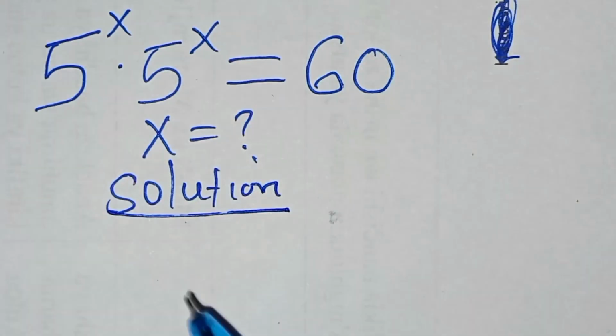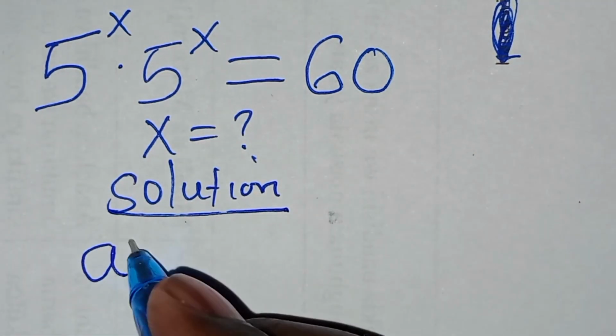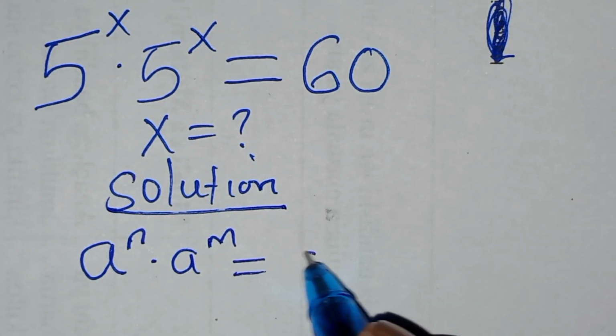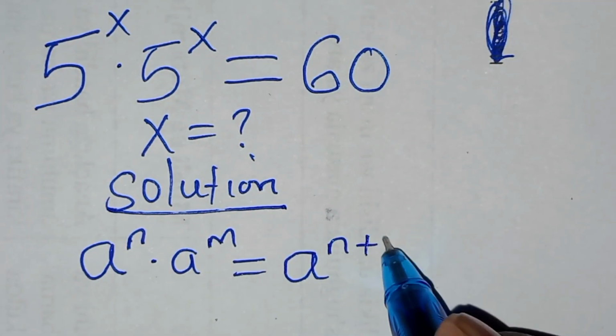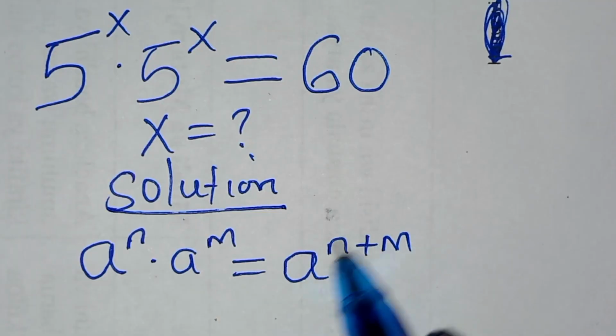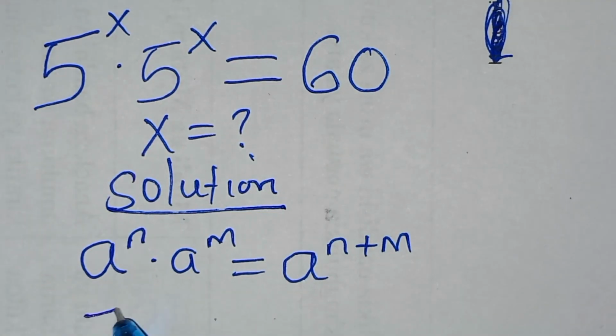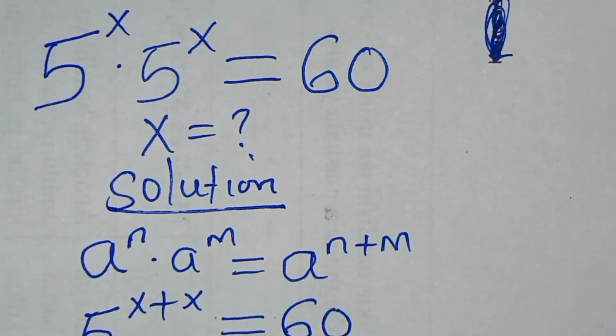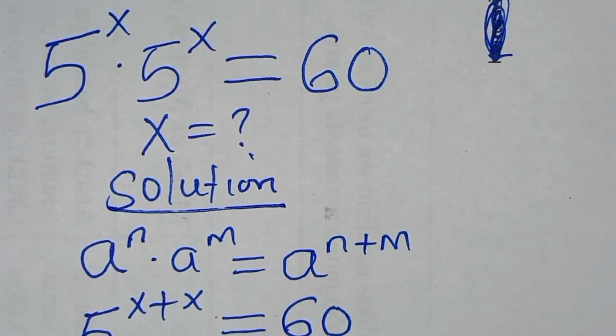5 to the power x times 5 to the power x. This is in the form of a to the power n times a to the power m, which we can express as a to the power n plus m. So applying this exponent property, here we'll have 5 to the power x plus x. This is equal to 60. So now here we'll have 5 to the power x plus x, which is 2x. This is equal to 60.